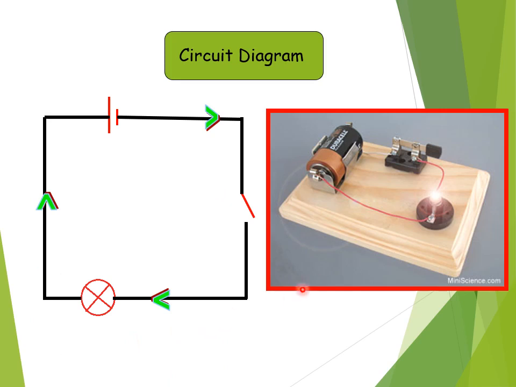So let's quickly recap. That's my cell. That's my switch. That's open, which means the light won't be turned on because it's a broken circuit. But if I close the circuit, the bulb will then light up. You will find the arrows represent the direction in which the electricity flows, and in this case from the negative of the battery to the positive of the battery.